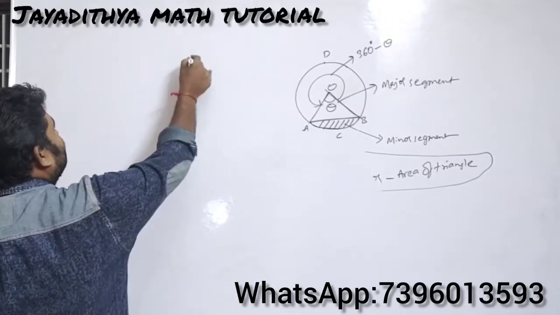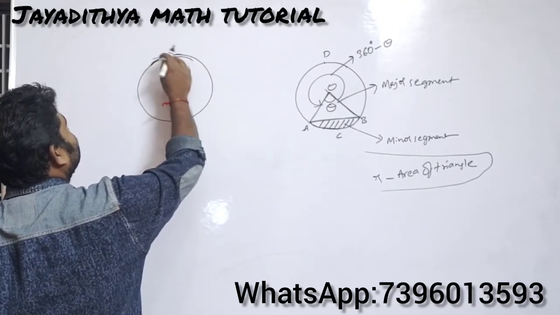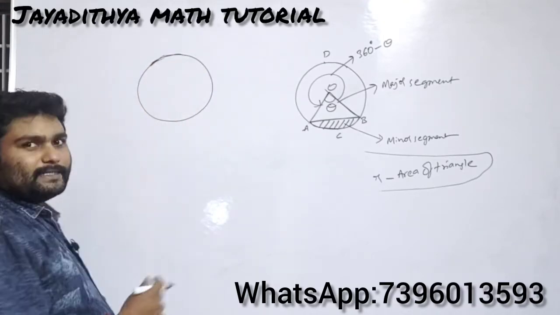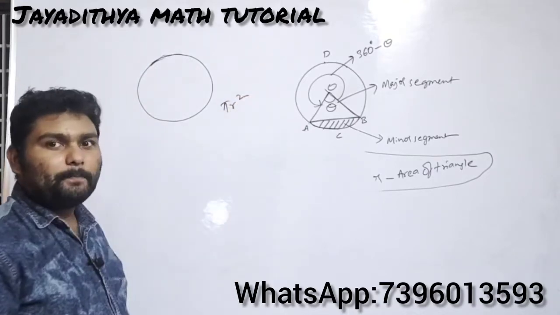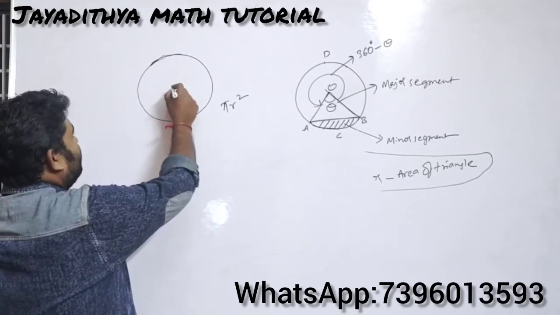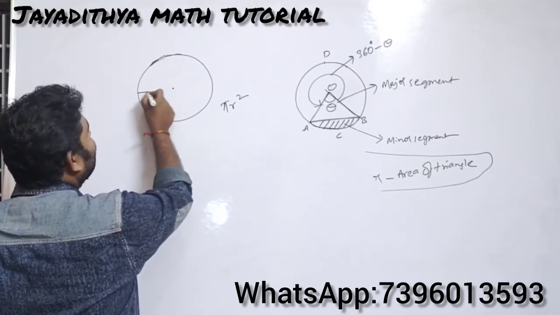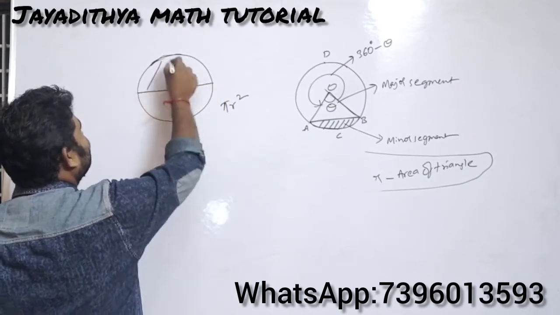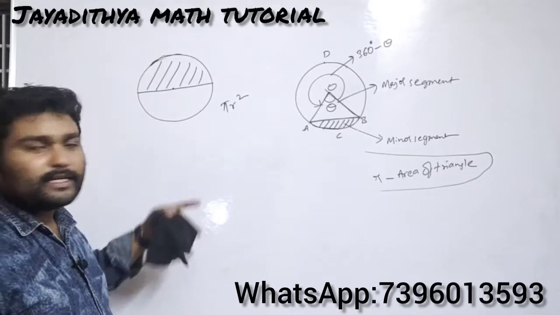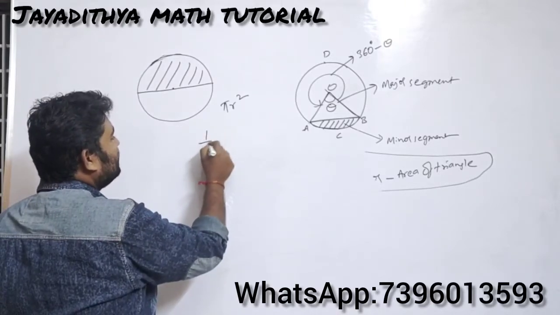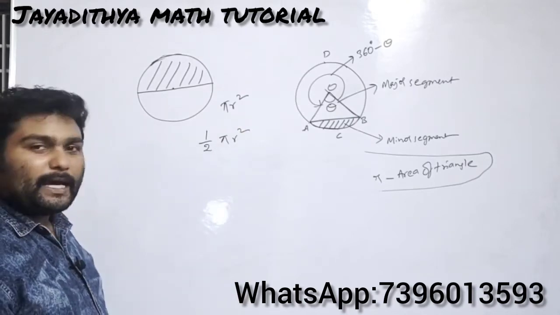So see here, Nana. This is the circle. You know what the area of the circle is? Everyone knows the area of the circle is nothing but pi r square. And if I ask you what is the area of the semicircle, that is half of the circle. So you can easily write that is 1 by 2 pi r square.